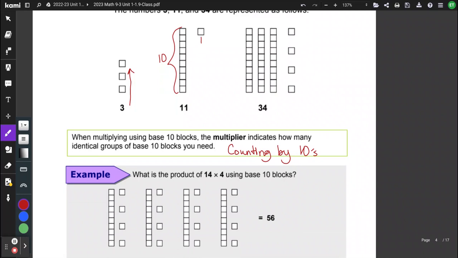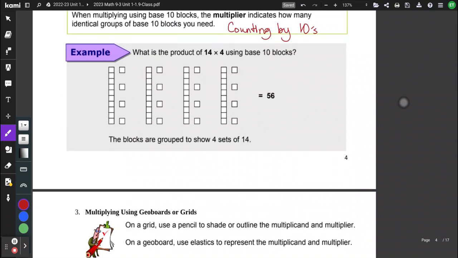So the number 34, I'm going to get 10 plus 10 plus 10. This 3 tells me I have 3 base 10 blocks. The 4 tells me I have 4 ones. Okay, so you're looking at place values again. So this is the 1's place value, and this would be the 10's place value. So the 4 is the 1's, the 3 is the 10's. Okay, and that's what they're showing.